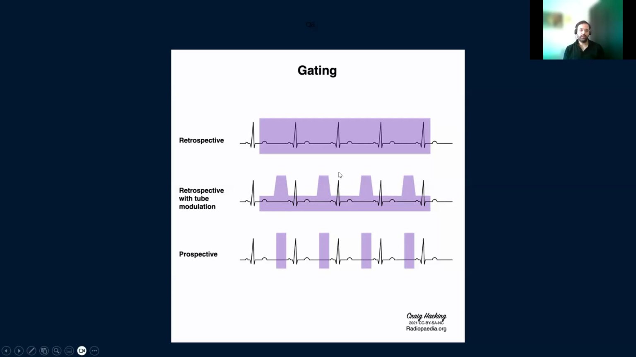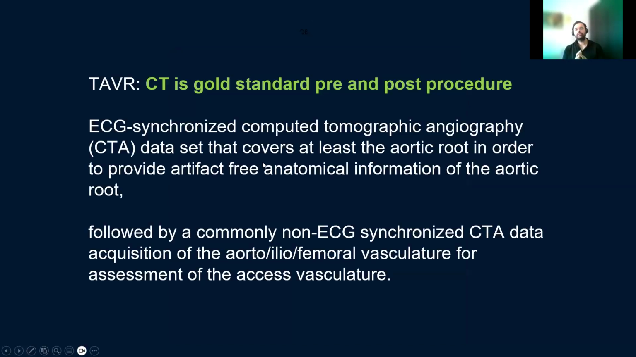And most importantly, in the retrospective, you have the entire data available to us, because we need to have measurements done at specific levels of the aortic root and the aortic annulus, and the retrospective study will give us no missed images. There will be no reconstructions done by the machine. We will have the actual data with us. So that is why we need the retrospective data set for the TAVR, and then a non-ECG data, obviously, for the aortofemoral vessels, for the vasculature.